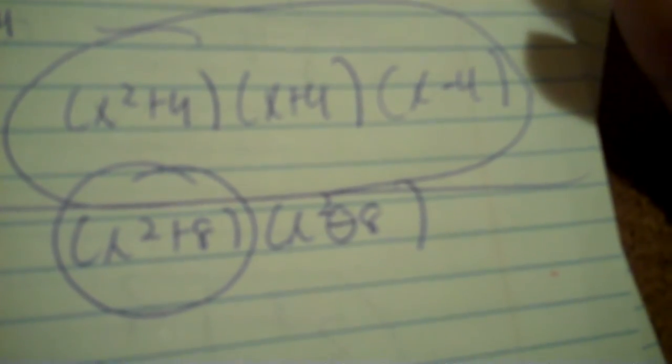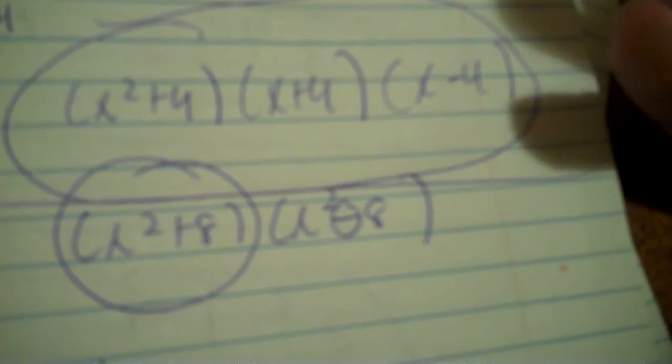Now, how about here? You got a minus, but 8's not a perfect square. No, it's not 4 times 4. 4 times 4 is 16. I can't write 8 as something times itself, so that just goes down here. And that's my answer.